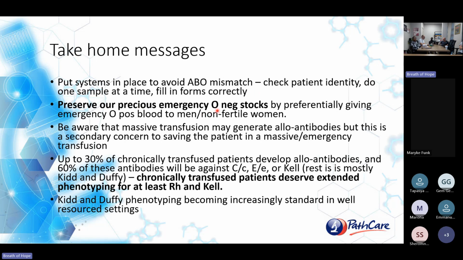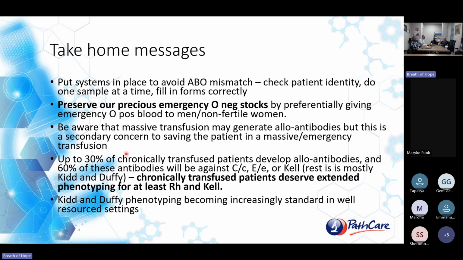Preserve the emergency O-neg stocks for emergencies; rather give O-pos blood to men and non-fertile women. Then you're going to go into massive transfusion, so we can generate alloantibodies such as anti-Duffy and anti-Kidd. So be aware that those things can be generated, but it's a secondary concern in the emergency transfusion setting.